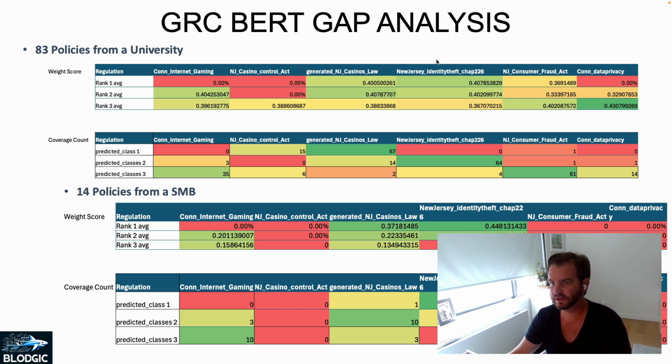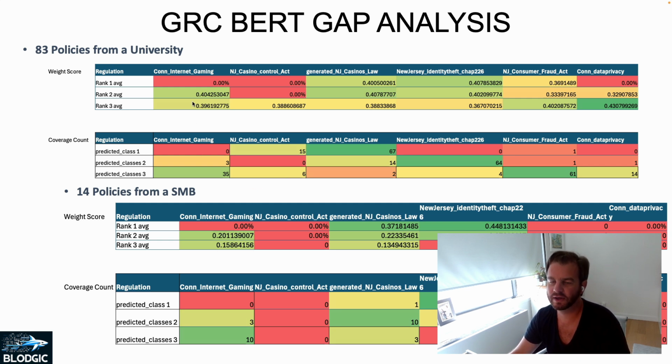So, what we're looking at here is the output from an example of a BERT gap analysis with our GRC internal policy documents and the regulatory frameworks that we want to align to. In this case, we're trying to align to a variety of gaming, casino, data privacy, fraud, and regulatory frameworks for the states of New Jersey and Connecticut and comparing them against our internal policies.